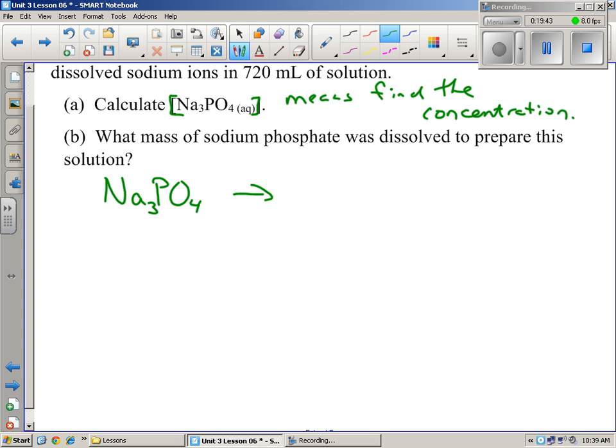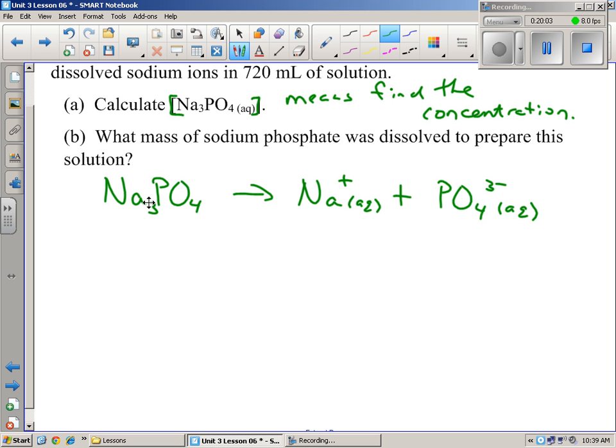Sodium ions and phosphate ions. Okay, sodium comes as a 1 plus, phosphate. You can look that up on the periodic table. Comes as a 3 minus. This will be in water now, of course. Dissociation implies you put it into water so that the ions break apart.